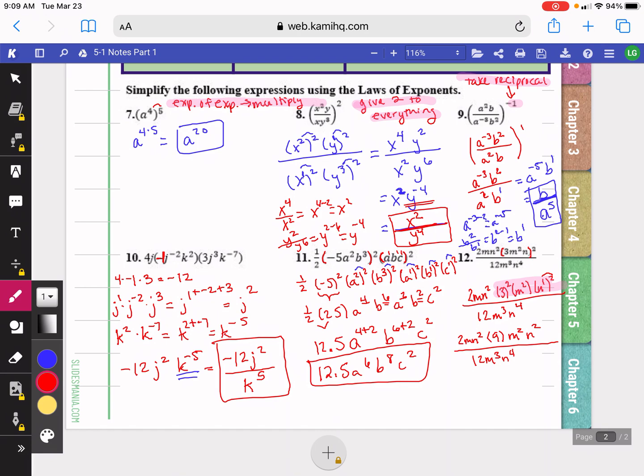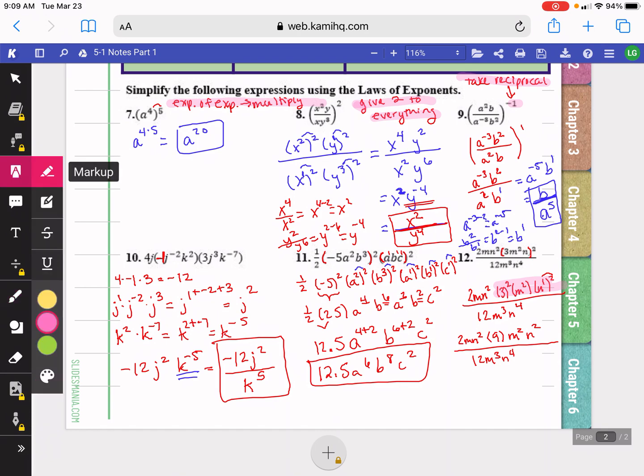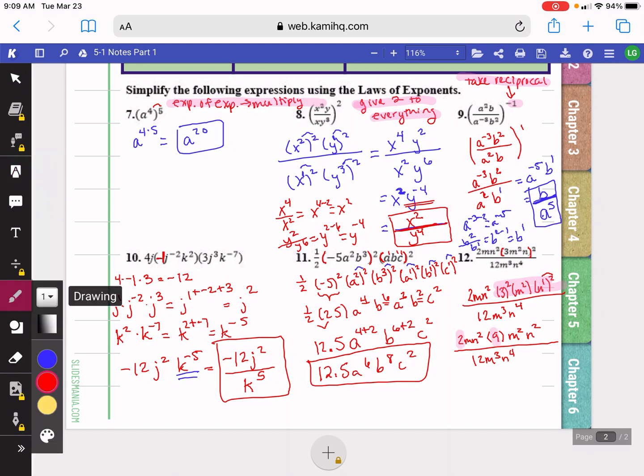Now on the numerator, I can multiply things out. So it's like a multiplication problem on top. So if I do 2 times 9, I get 18. Here I'm going to put an imaginary 1. When I combine my m's, since we're multiplying, we add exponents. So m to the 1 plus 2 is going to be m cubed. And then n to the 2 plus 2 is going to be n to the 4th.